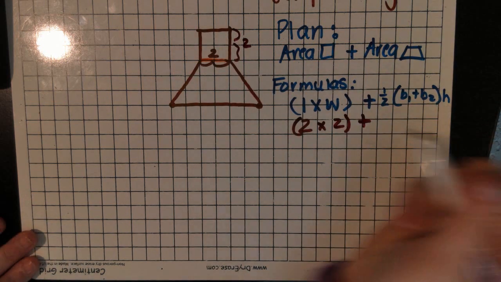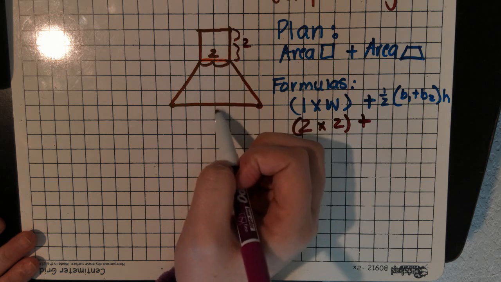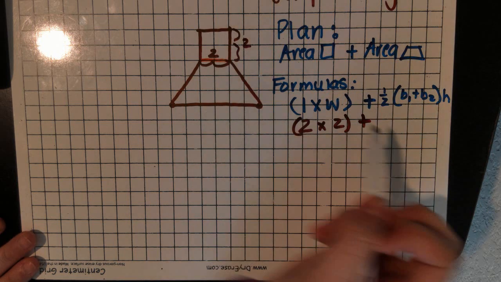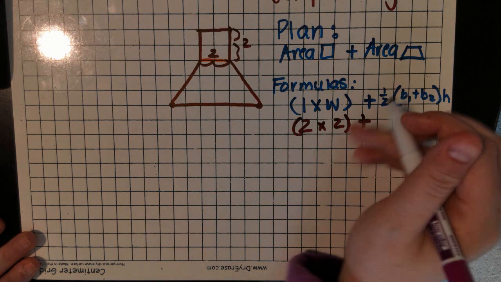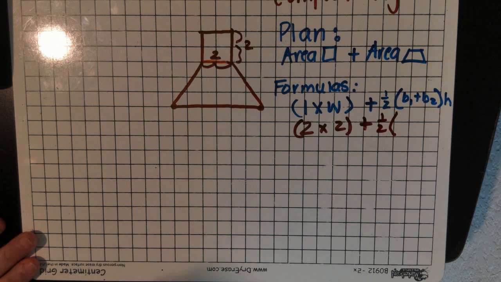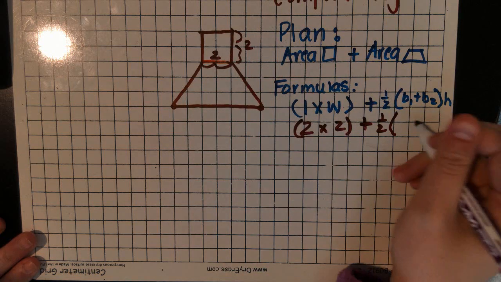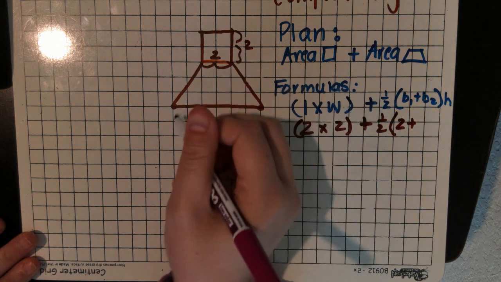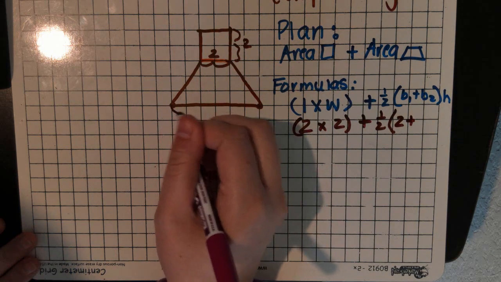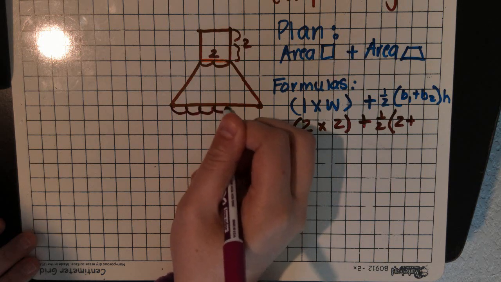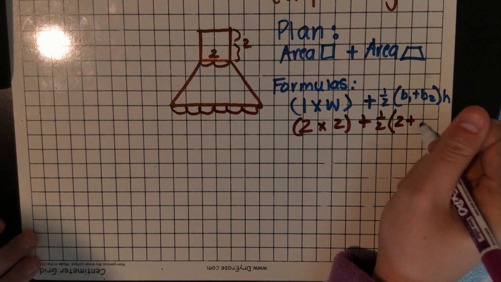Now I'm going to do the trapezoid. It really does not matter which one is base 1 and base 2, because you're adding them. It does not matter the order you add in. I typically do the top one as base 1 and the bottom one as base 2. So I'm going to count this out. 1, 2, 3, 4, 5, 6.